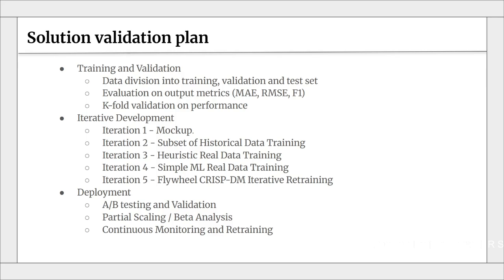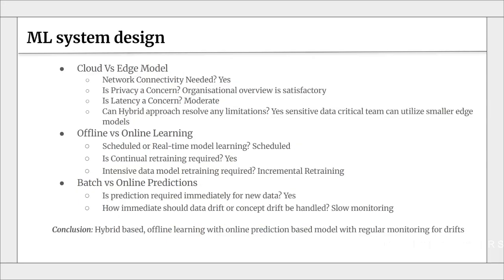And our deployment will follow the A/B phase-out strategy, and then validation of metrics that are set to monitor the production employees or the customers. And partial scaling, beta analysis, and continuous monitoring for any data drift or concept drift is quite important, which we'll cover much later. So how are we going to design this model?